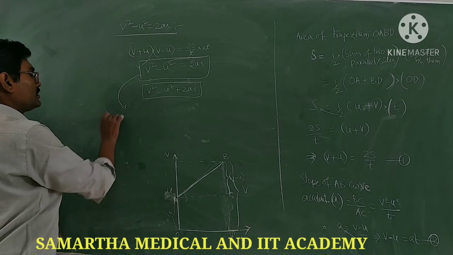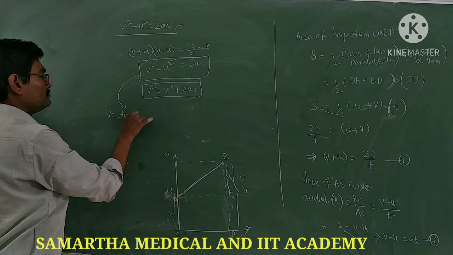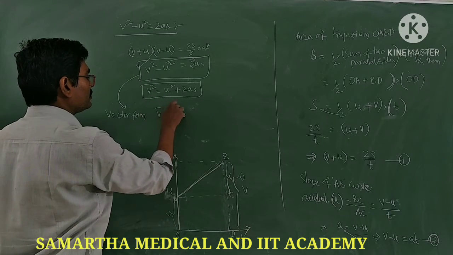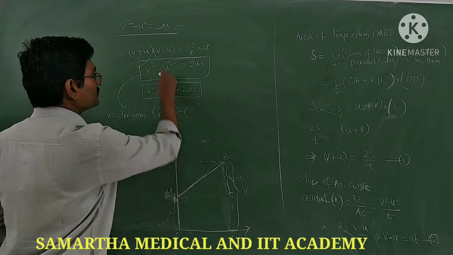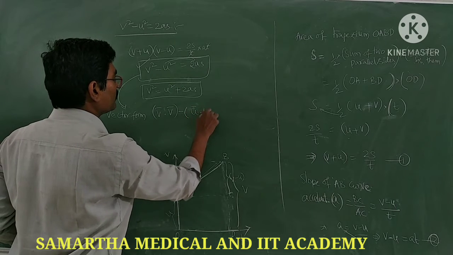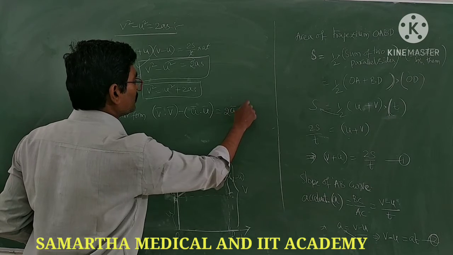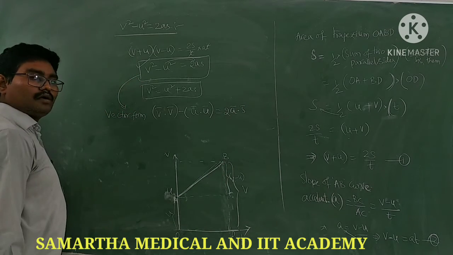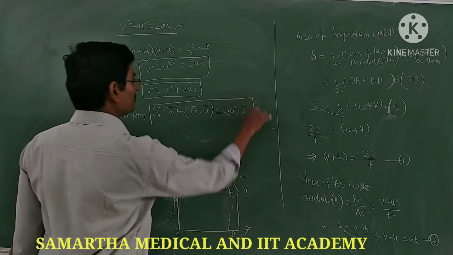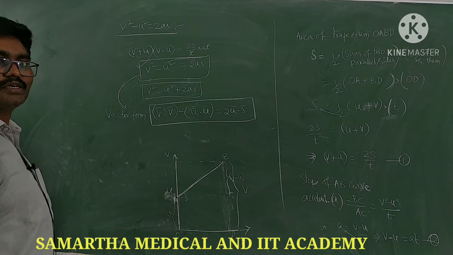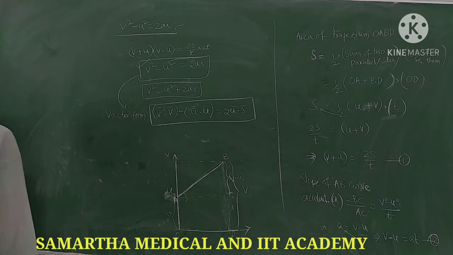Suppose if you want in vector form, you can write V square as V bar dot V bar minus U square can be written like U bar dot U bar equal to 2 into A bar dot S bar. Okay, so this is the vector form for this V square minus U square equal to 2AS. Is it clear? Right. Next.